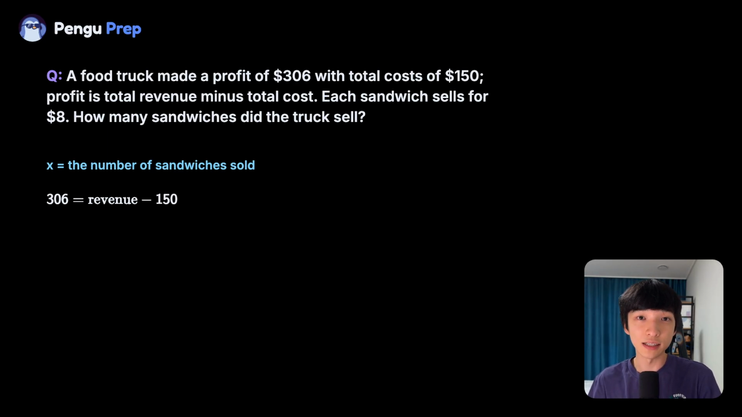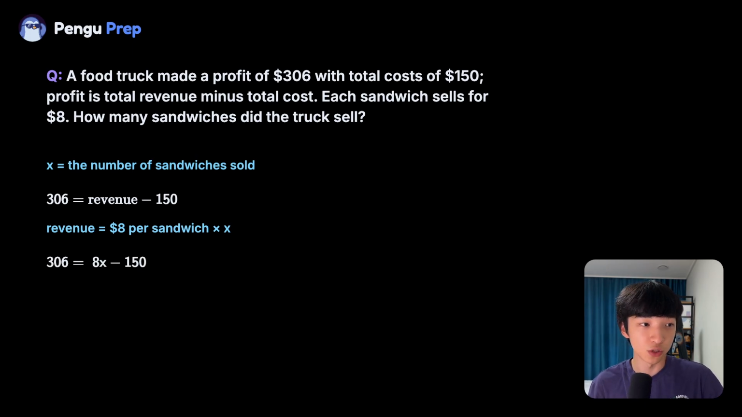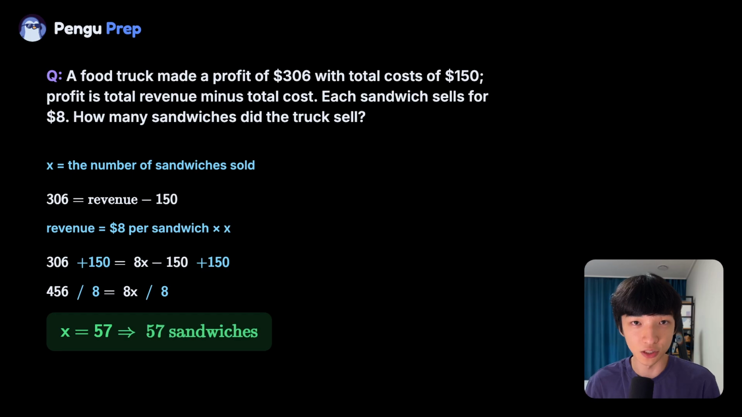But this equation doesn't include x. So how can I modify this so that the total number of sandwiches which the food truck sold is reflected within the equation? Well, the total revenue is essentially the product of the revenue per sandwich sold times the number of sandwiches sold. So we can say that the total revenue is 8x. And so our final equation is going to be 306 equals 8x minus 150. And solving for x, we get 57. So 57 sandwiches is the correct answer.